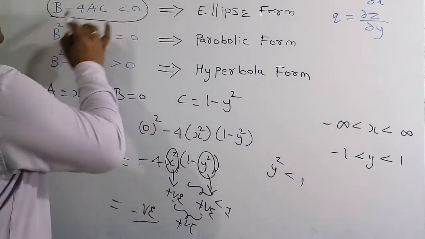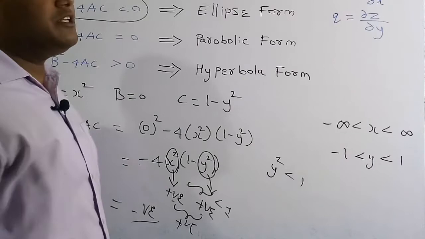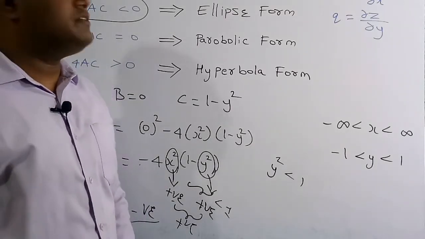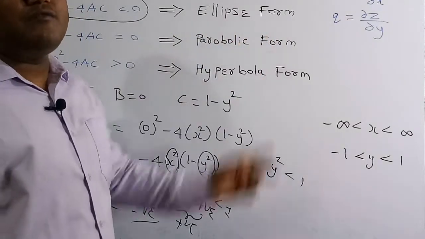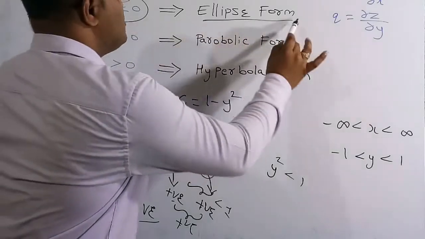So therefore we can say that the general solution of this partial differential equation will be in the format of the ellipse form or elliptical form. So therefore this is the correct solution of this question.